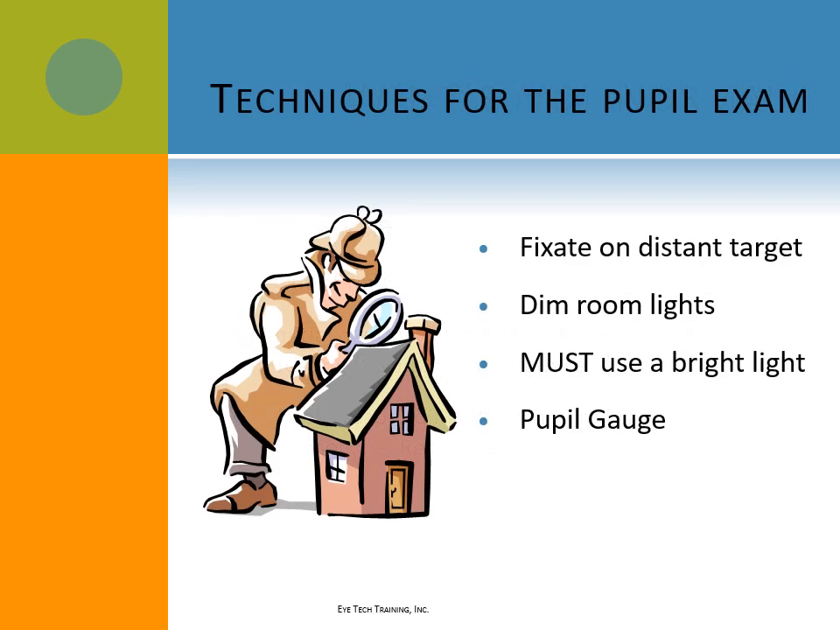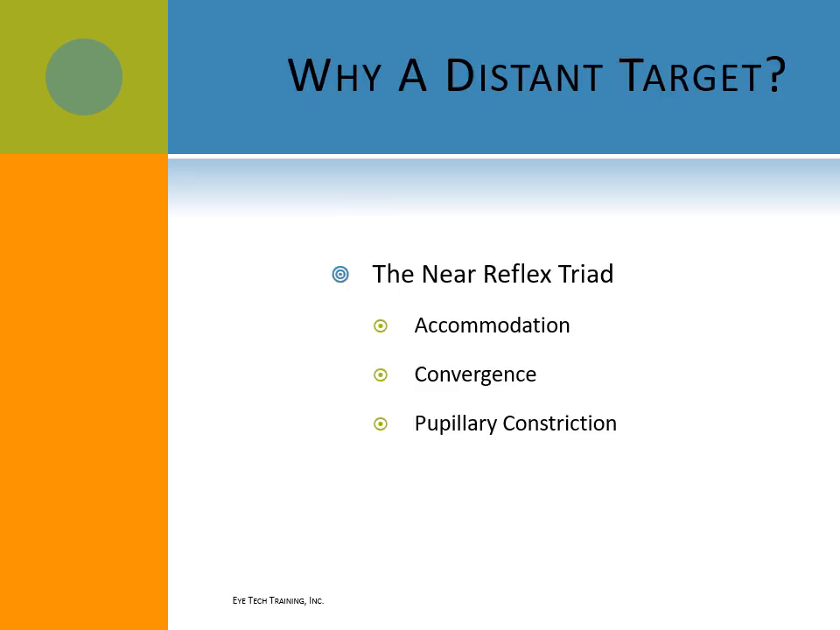Have the patient fixate on a distant, non-accommodative fixation target. Dim your room lights. You must use a bright test light, and you must have a pupil gauge. The reason we have our patient look at a distant, non-accommodative fixation target is because of something called the near reflex triad. These are 3 things that happen automatically when you look at something up close.